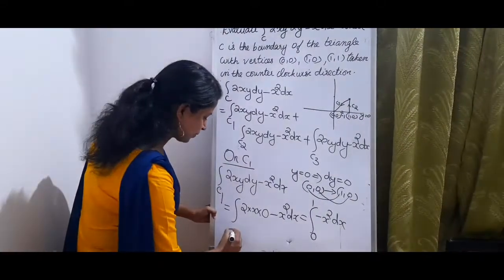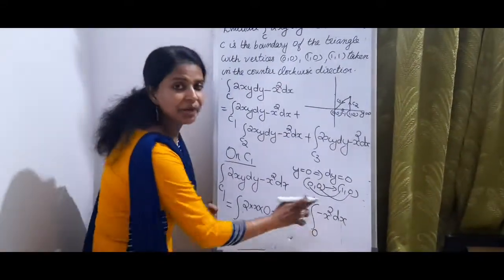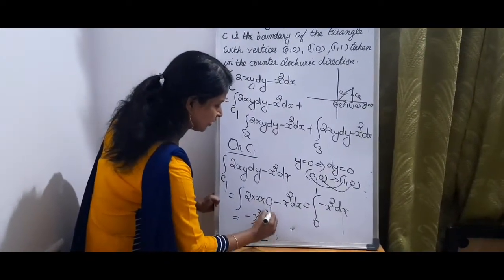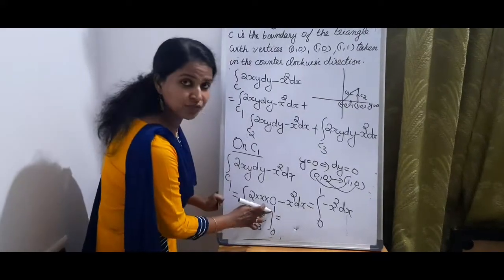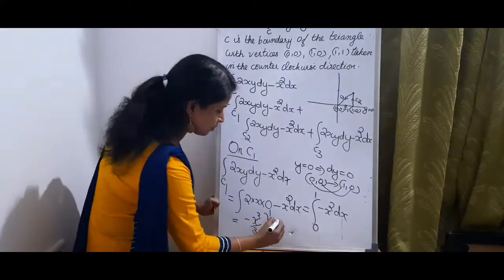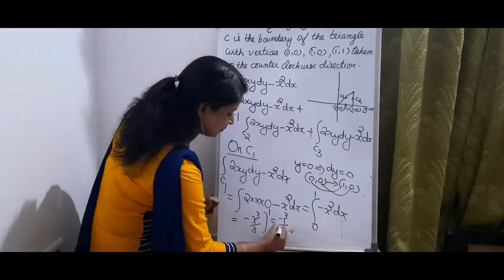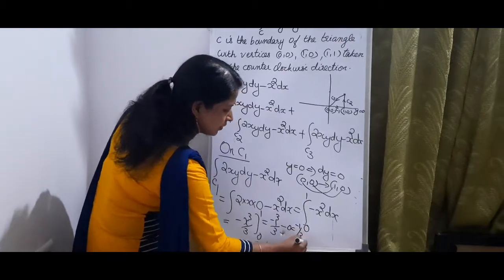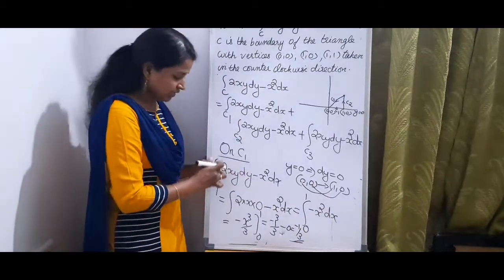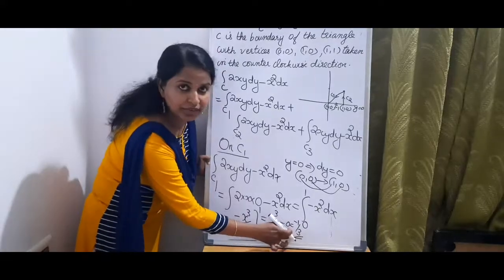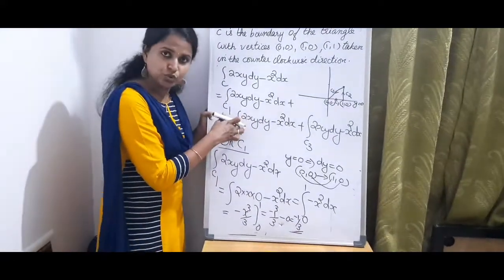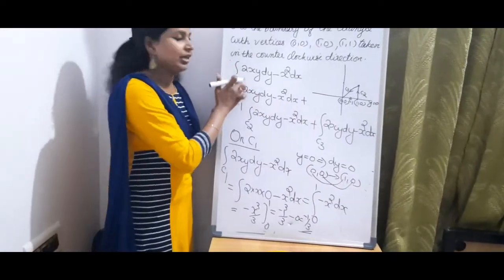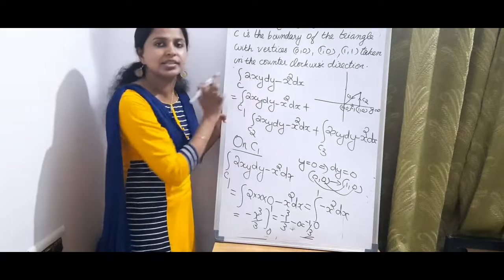That is equal to minus the integral of x squared dx, which is x cubed by 3. Substitute the limit 0 to 1. The upper limit: put x equal to 1, so minus 1 cubed by 3, minus the lower limit, which is 0. That is minus 1 by 3. The first integral value on C1 is minus 1 by 3. Next we evaluate on C2 and C3. Then the sum of these three gives the integral value over C of 2xy dy minus x squared dx.